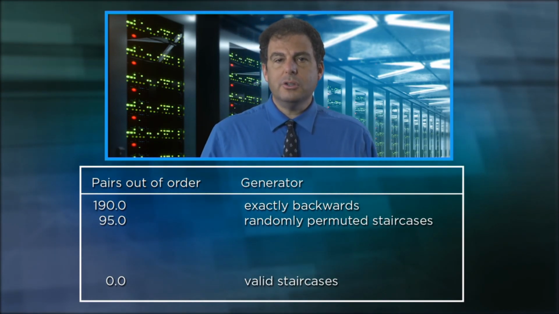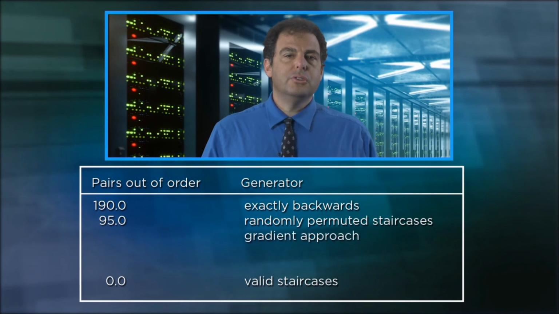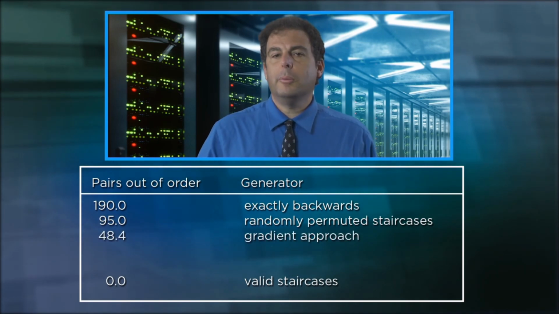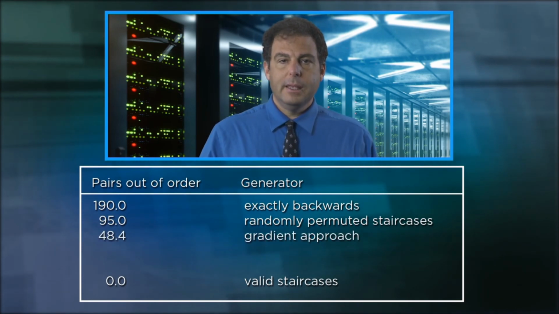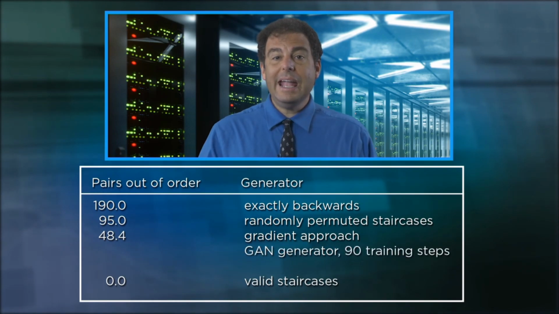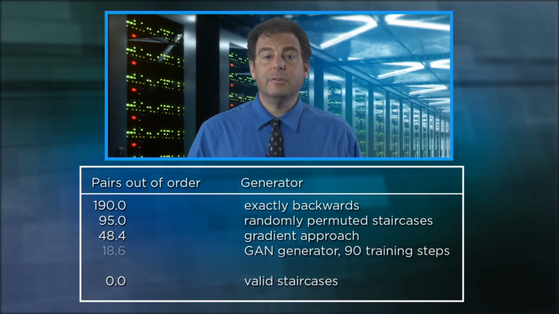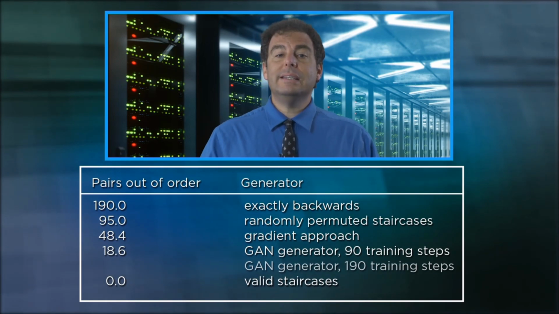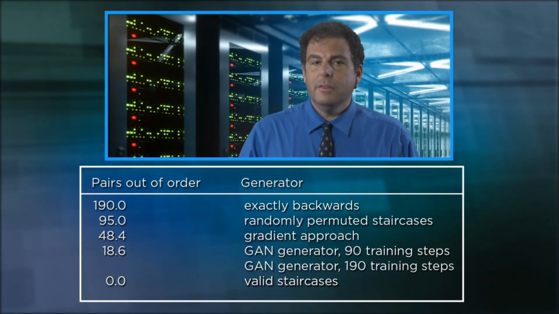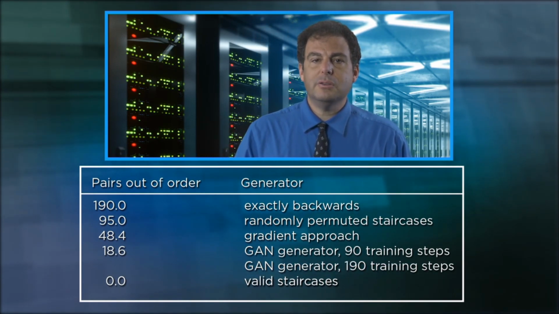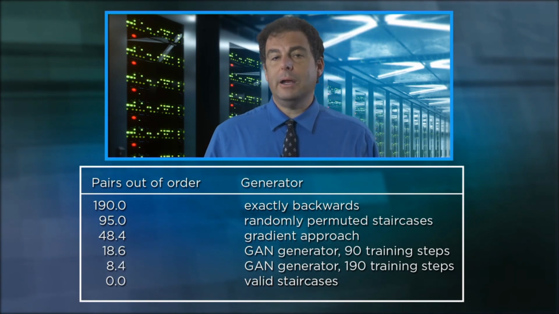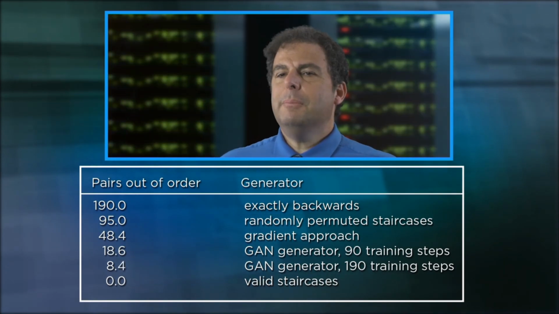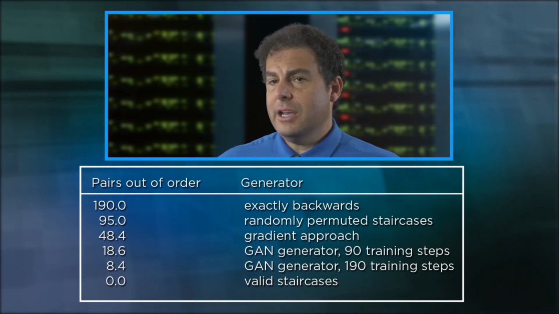Running the gradient approach improves things somewhat, resulting in an average of 48.4 pairs out of order. After 90 training steps, the GAN generator has improved things to an average of 18.6 steps out of order. After 190 steps, a few hours of running time, the GAN generator produces staircases with an average of only 8.4 pairs out of order. Even 8 pairs of steps is far from a perfect staircase.